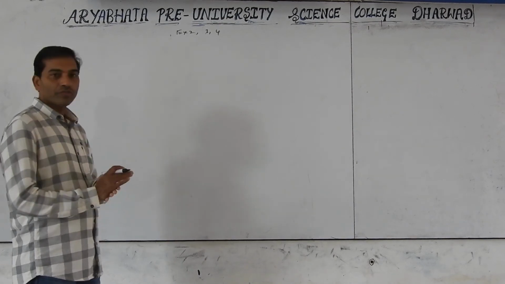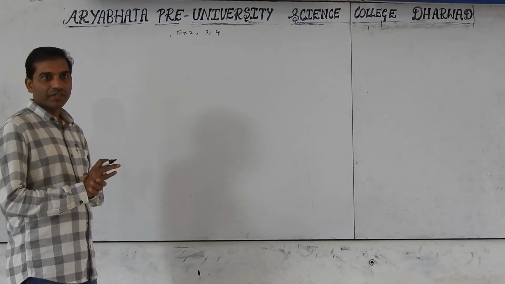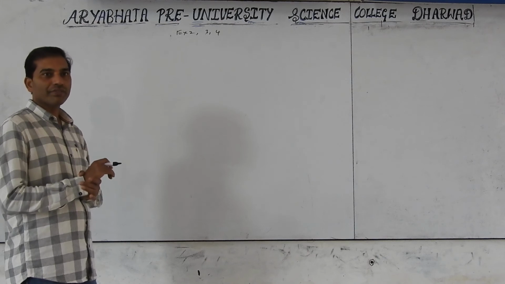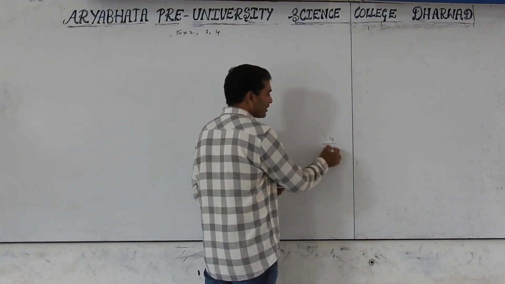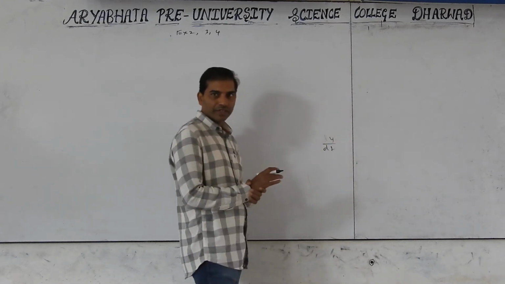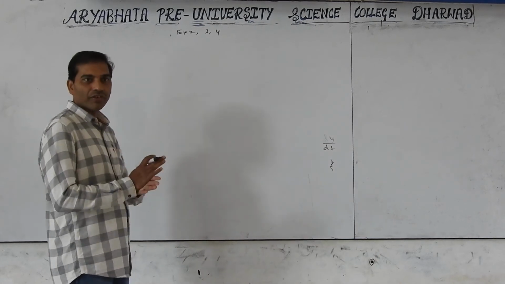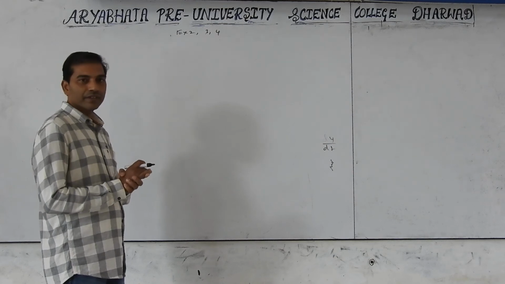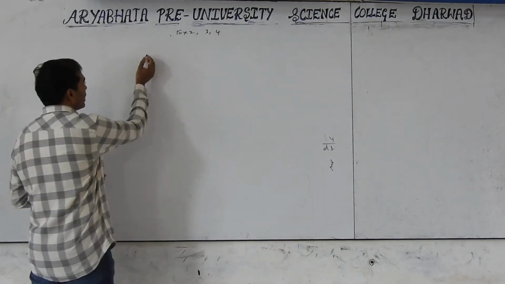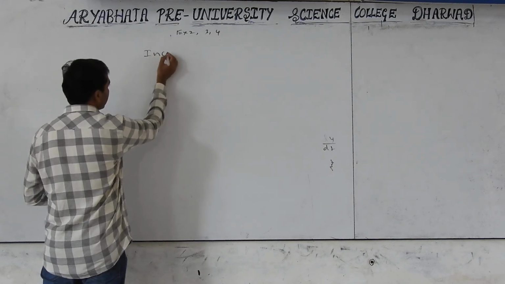Okay. So far we have discussed rate of change of quantities. dy by dx means the derivative of y with respect to x. dy by dt means the derivative of y with respect to time. So we have discussed the rate of change of quantities with respect to other quantities so far. Now we will discuss the next application of derivative, increasing and decreasing functions.